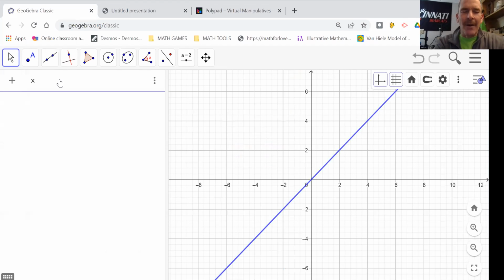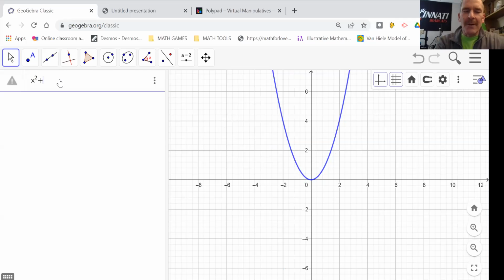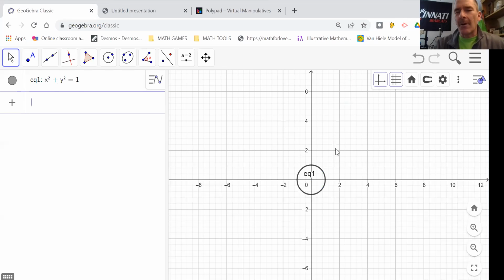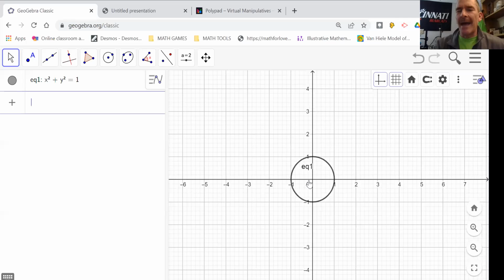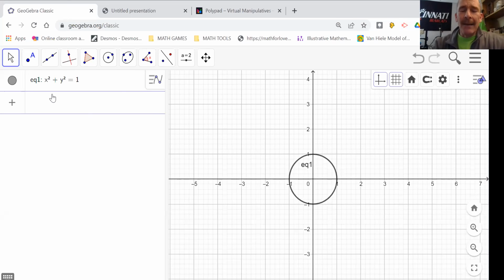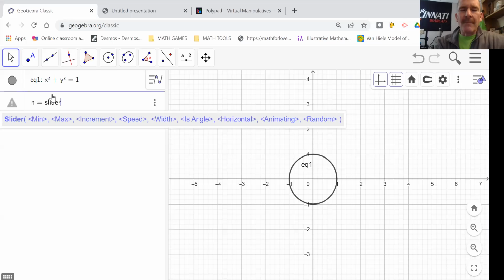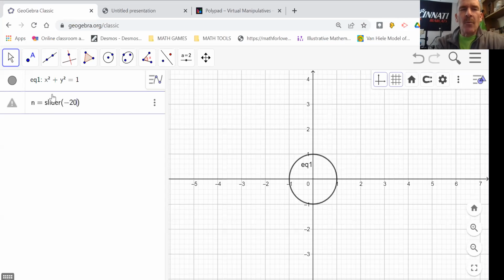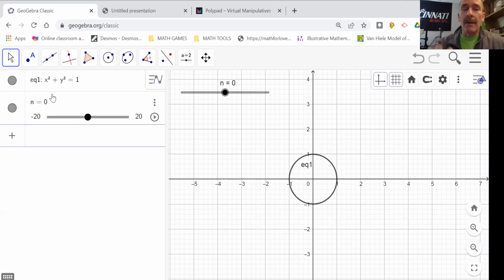So I'm going to graph x squared plus y squared, and we'll just make a unit circle here and zoom in a little bit. We'll see what happens. I have no idea what's going to happen. I do know one thing, though: I will need a slider again. So n equals, I'll make my slider go from -20 to +20, and I'll set my increment to be 0.1 instead of an integer value.